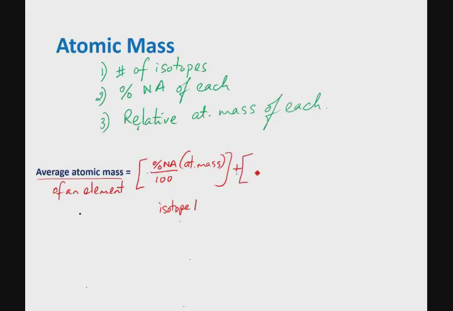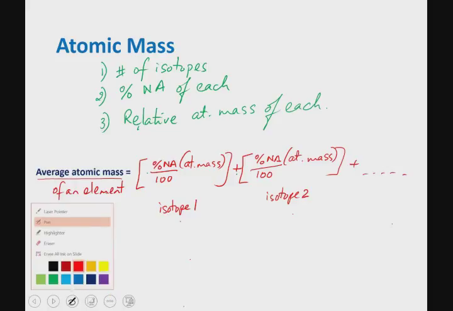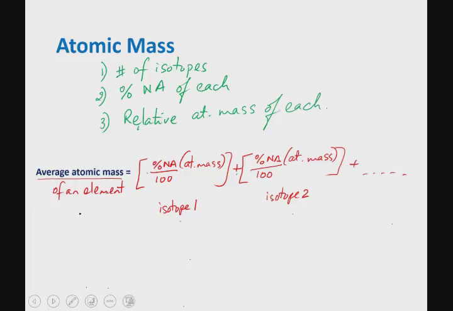plus percent natural abundance divided by 100 times the atomic mass for isotope 2, plus, and you keep doing that if there are more than two isotopes for a certain element. So this is the formula that we use to calculate the average atomic mass of an element that is given in the periodic table. Okay, let's try it out.